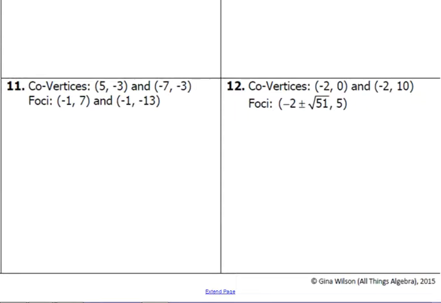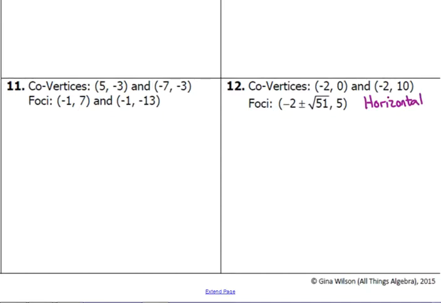So that means the vertices are going to be across from each other. So this is a horizontal. Because the co-vertices are above each other, the vertices are going to be beside each other. When the vertices are beside each other, it's horizontal. Okay, so we know that our x is supposed to go first.